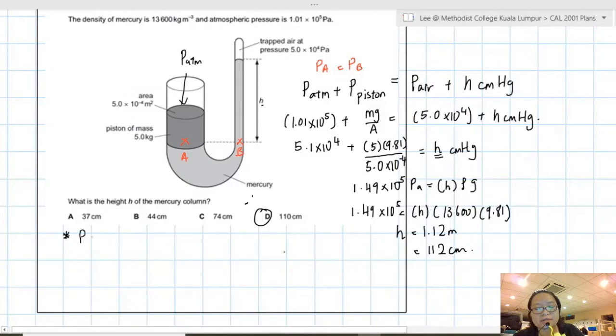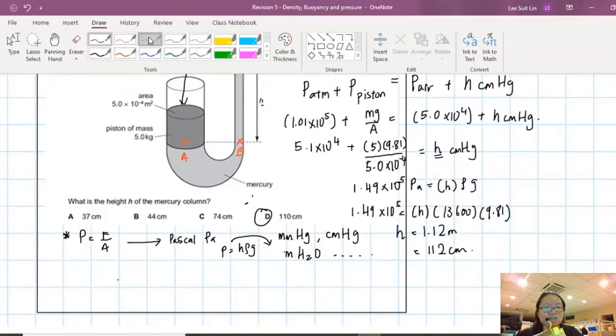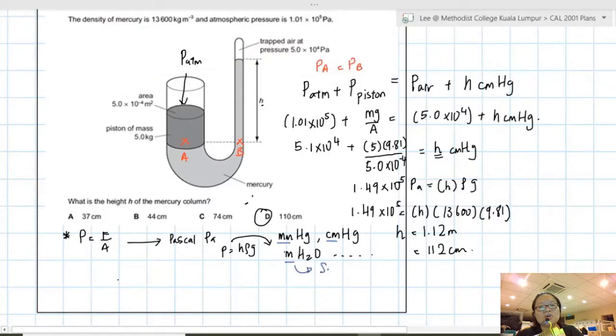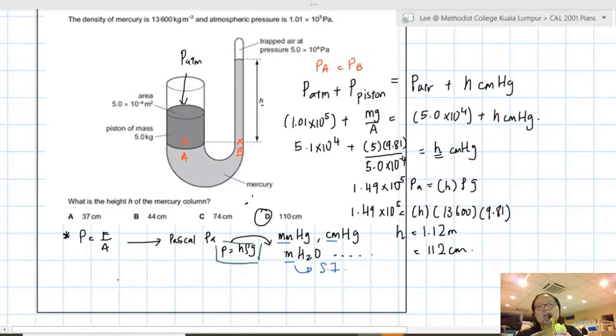So my friends, the moral of the story is that pressure is force per unit area. If it's Pascal, we can take mg over A. But sometimes we use H rho g when you want to convert to millimeter mercury, centimeter mercury, meter water. So the millimeter is for H, cm is for H, m is for H, and the density will take the density of whatever liquid you're talking about. But make sure you convert everybody to SI first. And the important concept to solve all the questions: same depth or same height, you will have the same pressure.